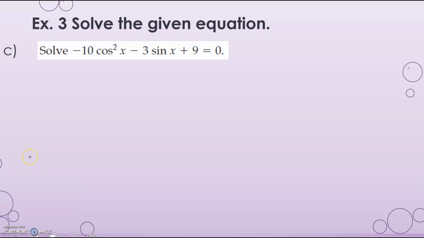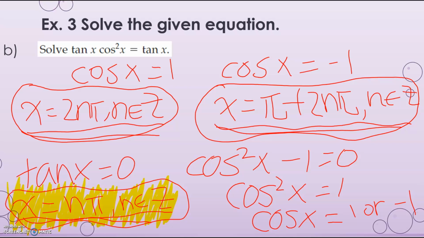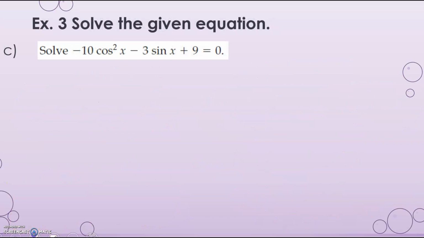So we are going to be solving the equation negative 10 cosine squared x minus 3 sine x plus 9 equals 0. For those of you who watched the whole video last time, we talked about the fact that this is a cosine of x and this is sine x, which we cannot turn sine x into a cosine x. However, we could use a Pythagorean identity to turn cosine squared x into sine x.